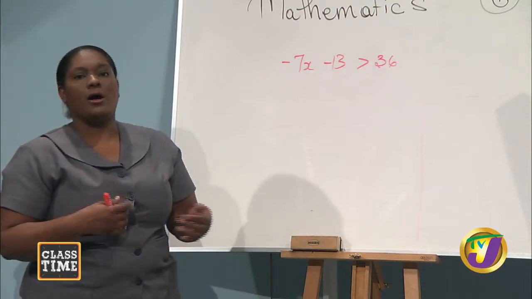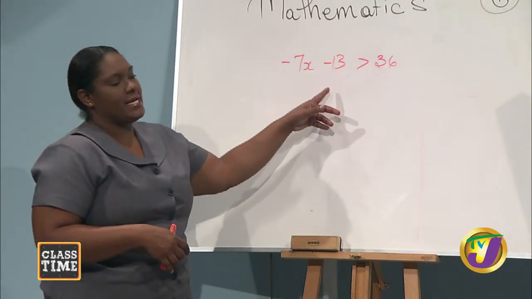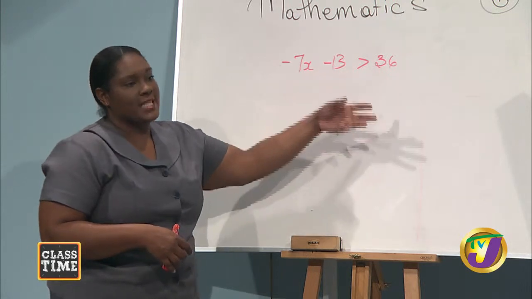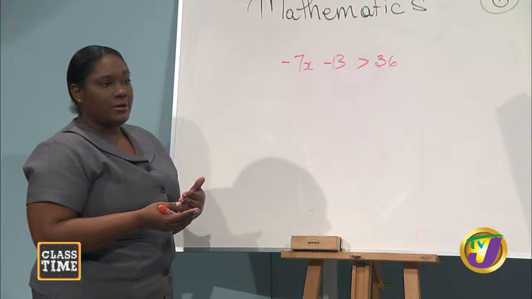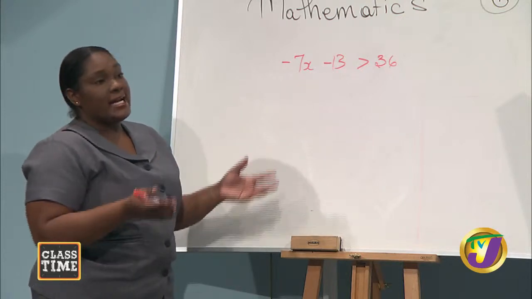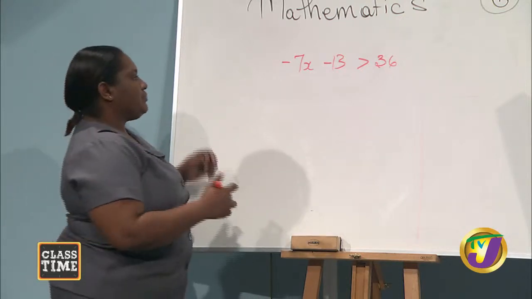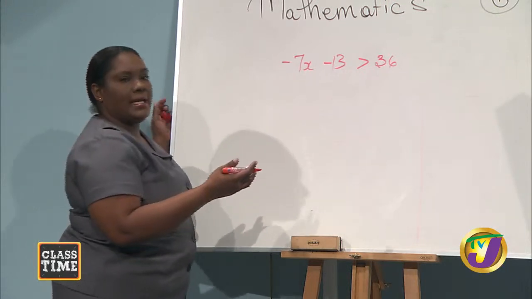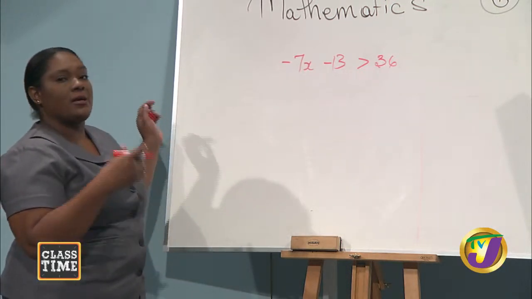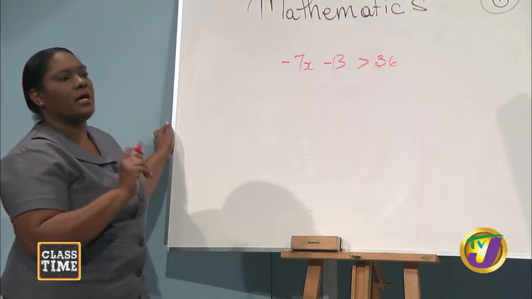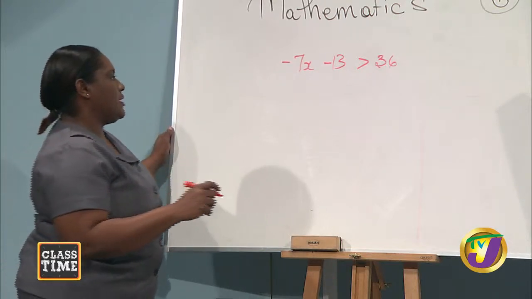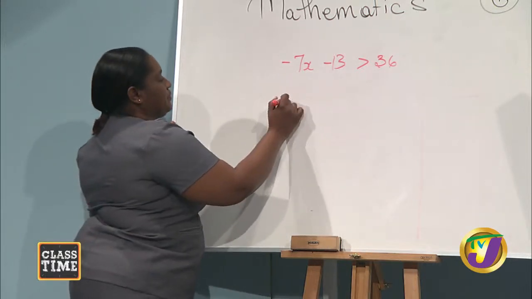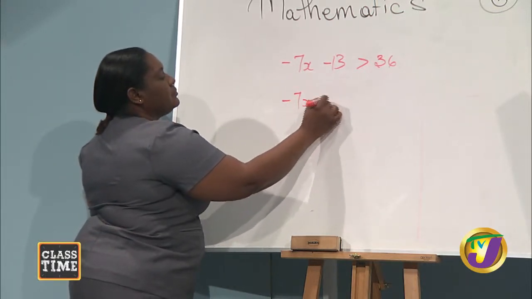No longer are we working with greater than or equal to or less than or equal to. In this case, it is greater than that we are working with. So we need to solve and then identify our solution set. So we are going to be making x the subject of the formula, and while we're making x the subject, we are going to be transposing and maintaining the balance of the inequality.